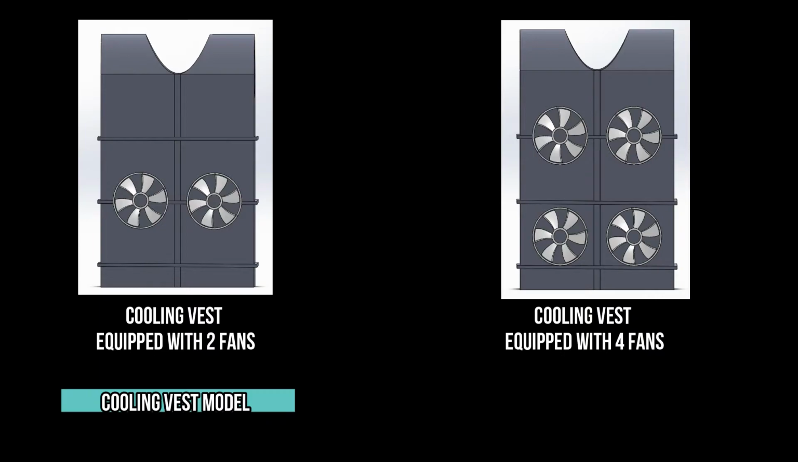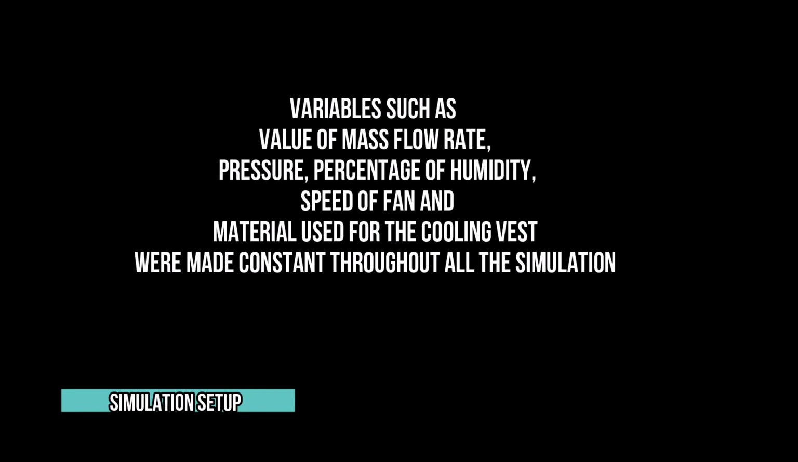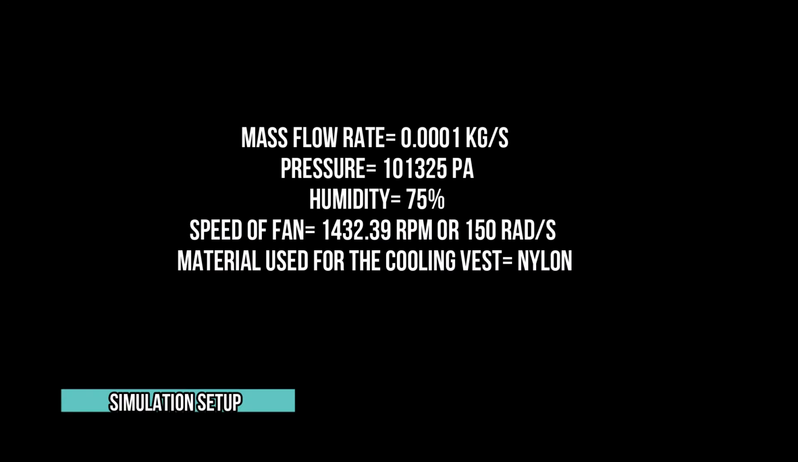During the simulation, variables such as value of mass flow rate, pressure, percentage of humidity, speed of fan, and material used for the cooling vest were made constant throughout all the simulations. This is the constant variable value. Mass flow rate is 0.0001 kg per s. Pressure is about 101,325 Pascal. Humidity 75%. Speed of fan is about 1432 RPM or 150 rad per second, and material used for the cooling vest is nylon.